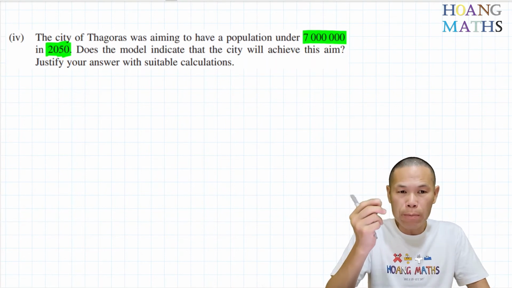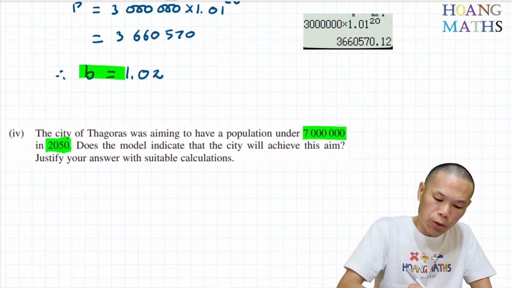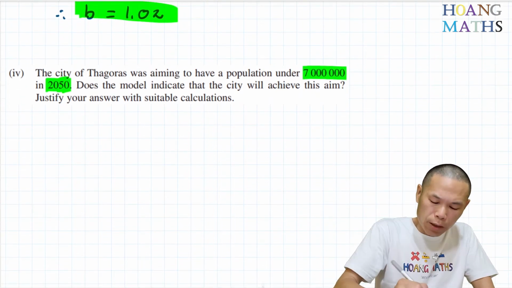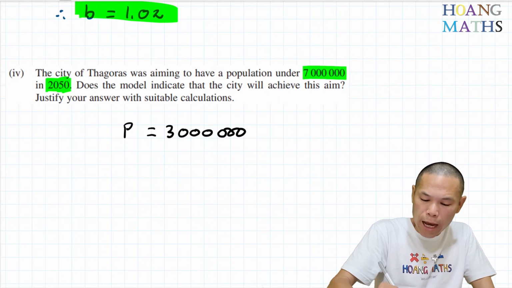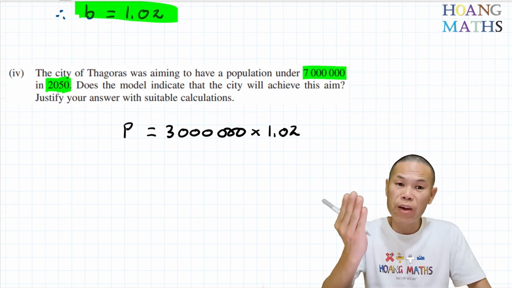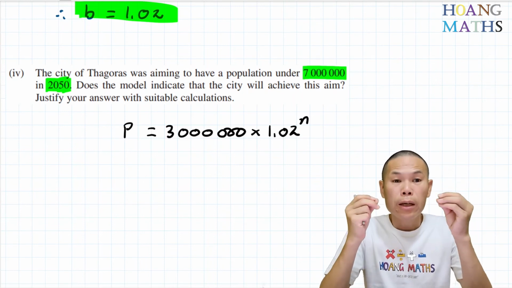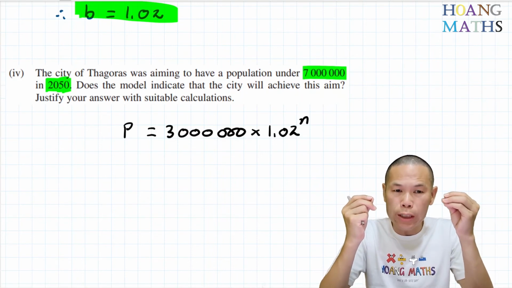So first of all, let me just write down the model first. So we already know that B is equal to 1.02. So let me write down the equation first. So the population for the policy introduced is A, which is 3 million, times B. So B is 1.02. We already found the value of B, and power of n. So we need to work out in 2050. This means that n is equal to 40.